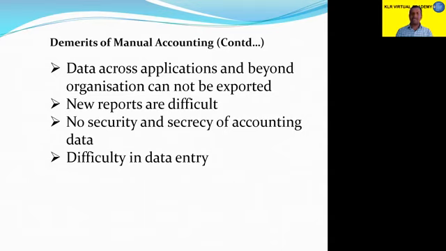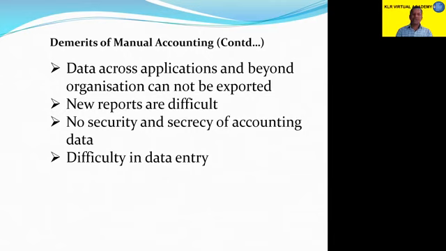What I am saying is called data across applications. In a manual accounting system, there is no such possibility. For example, a manufacturing concern maintains account books in one way, and a trading concern maintains account books in a different way. These cannot be merged in a manual accounting system. But in computerized accounting, these books can be merged without any obligation or difficulty. So data across applications cannot be possible in manual accounting, whereas data across applications and organizations can be possible in computerized accounting.